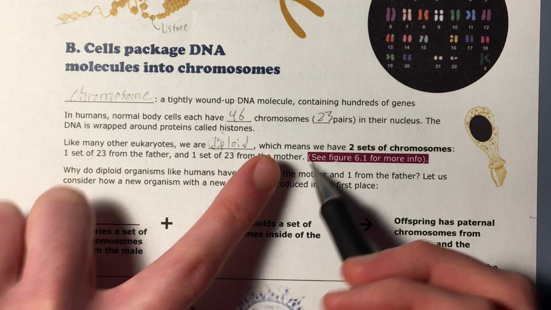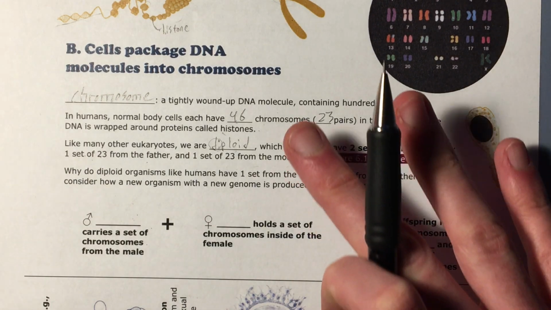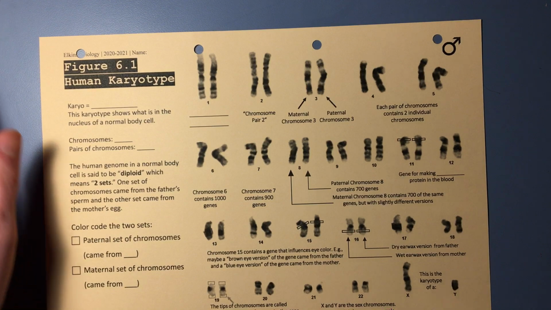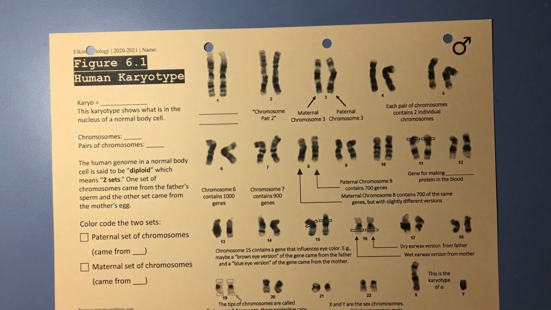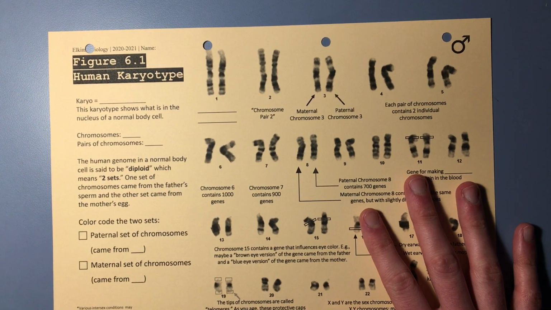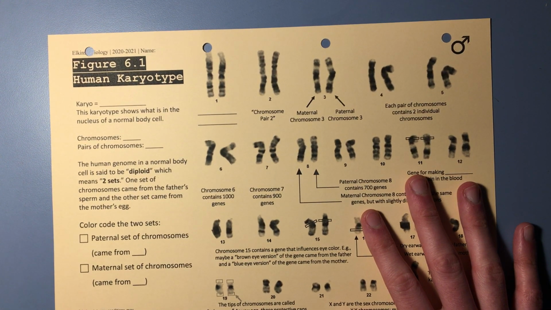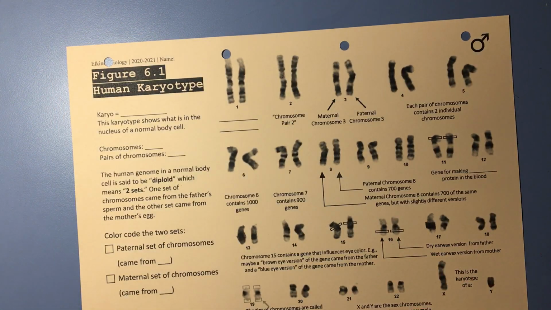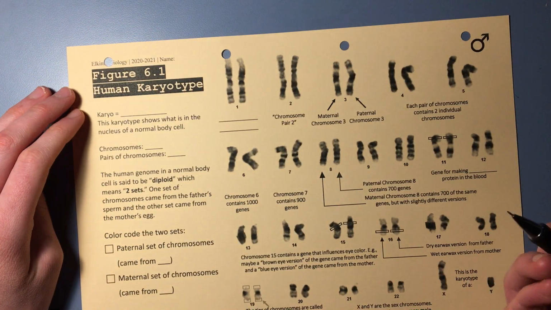One set of 23 came from the father, and one set of 23 came from the mother. Okay, so we're going to take a break from this paper, and I want you to turn to your card right here that is figure 6.1. We're going to look at a human karyotype to see what I mean by being diploid. This right here is a map of my chromosomes. I call it a karyotype.